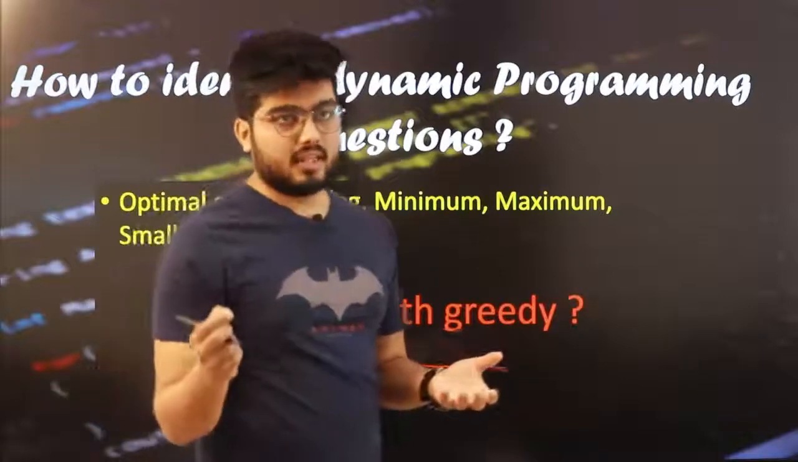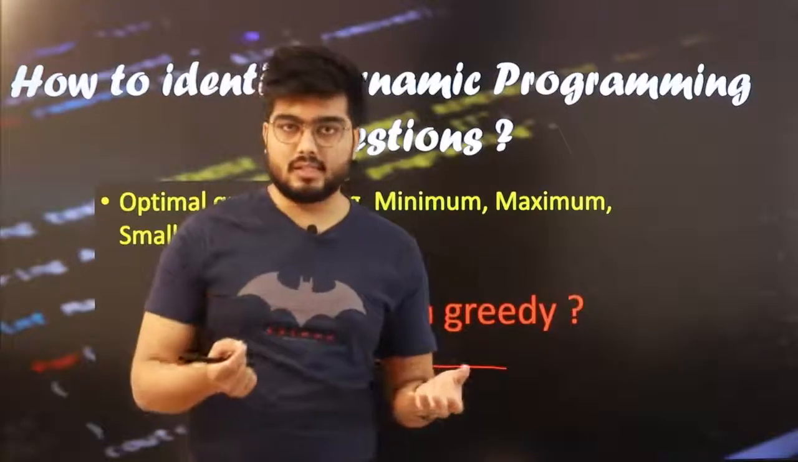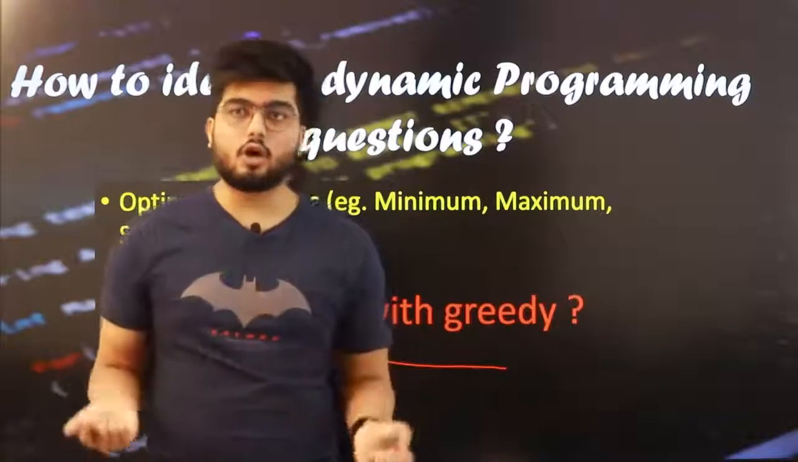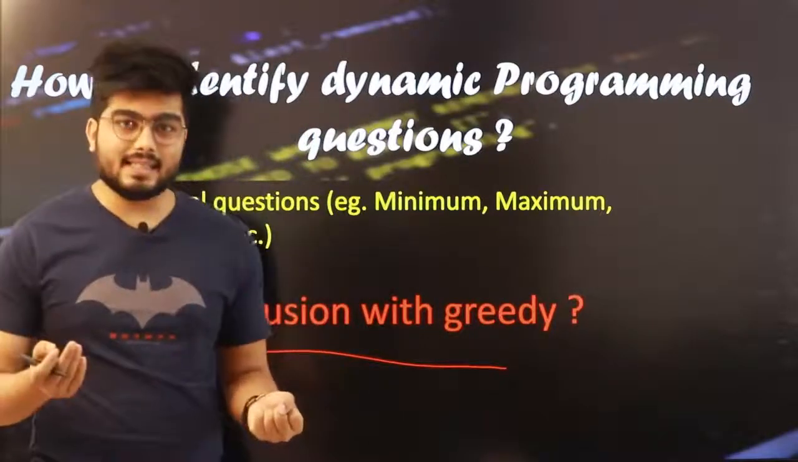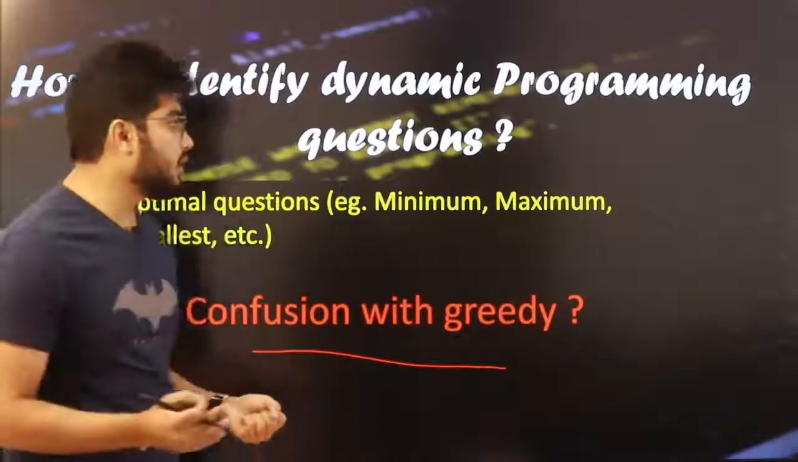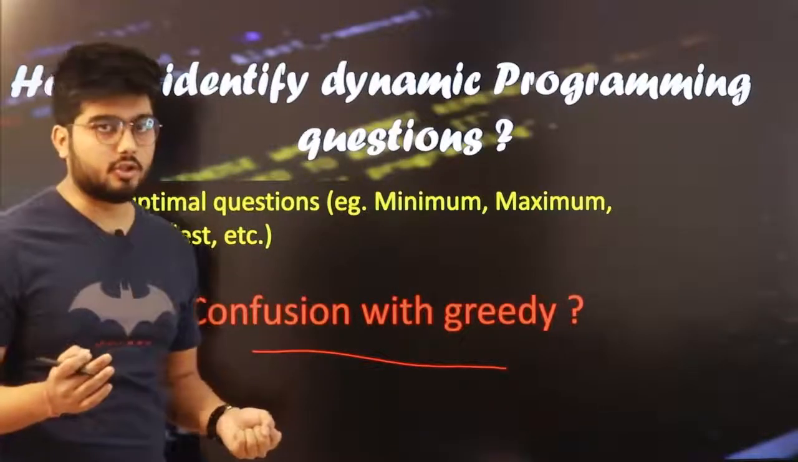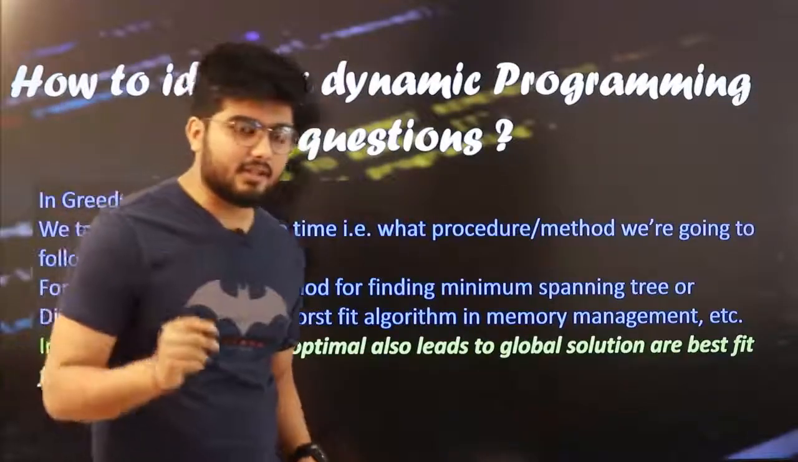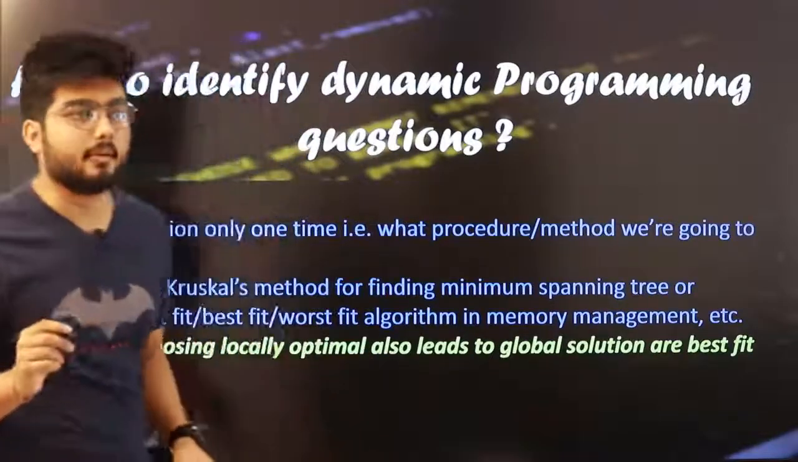Now some of you think that there is the Fibonacci series, in which we were using the nth term and there was no optimal question. So I'll say 90% of the time dynamic programming follows optimal questions. Okay. So first, let's clear the difference between greedy and dynamic programming.